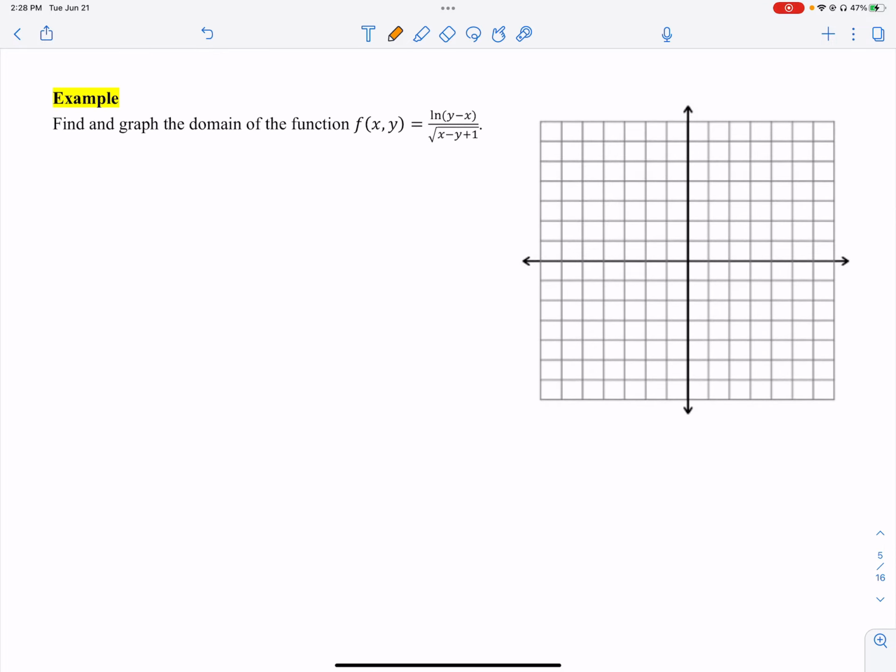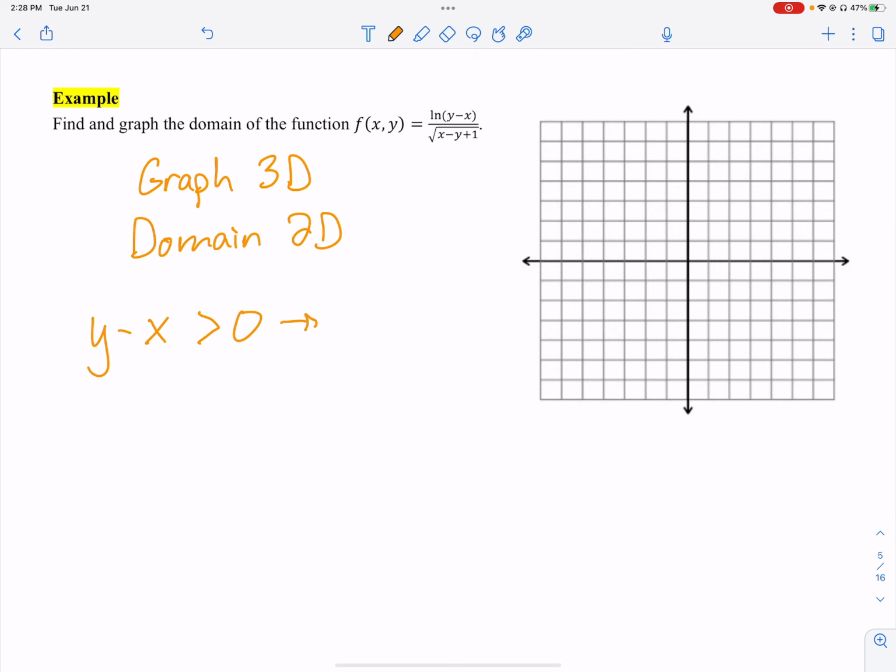All right, so I see two variables, so that tells me the graph is 3D, but the domain is going to be in the same variables, so it's 2D. Okay, I see a couple things. I see ln of y minus x. Hopefully you guys know that with the ln, you can only take it if it's positive. It can't even be 0. It can't be negative. So this tells me that y minus x is strictly greater than 0.